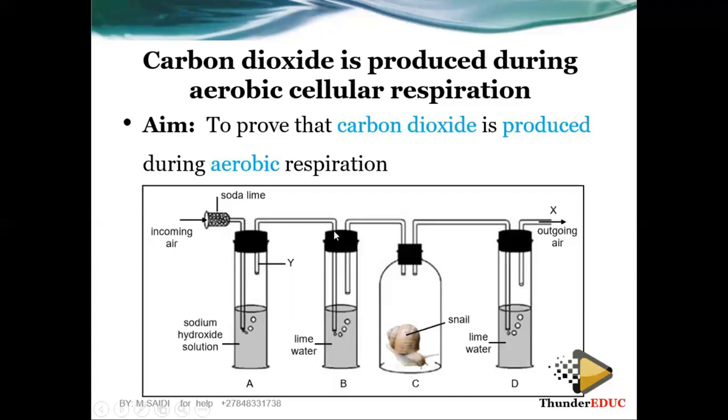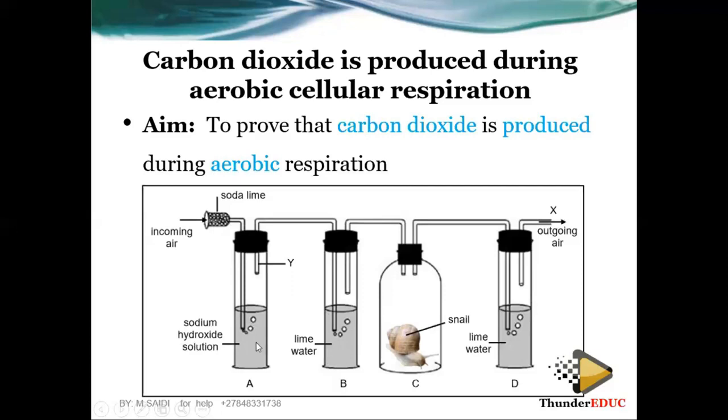So it continues like this and then it comes into the second tube, tube B. This tube has lime water. What is the function of this lime water? It shows whether this air has carbon dioxide or has no carbon dioxide. Because the carbon dioxide has been absorbed earlier, this lime water must remain colorless. If it turns milky, it means that the air passing here still has carbon dioxide. But if it remains colorless, then it means that this air has no carbon dioxide.